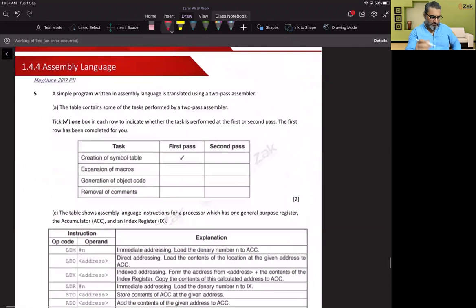Now, May June 2019, P11. A simple program written in assembly language is translated using a 2-pass assembler. Program for 2-pass assembler. This is which year? 2019.